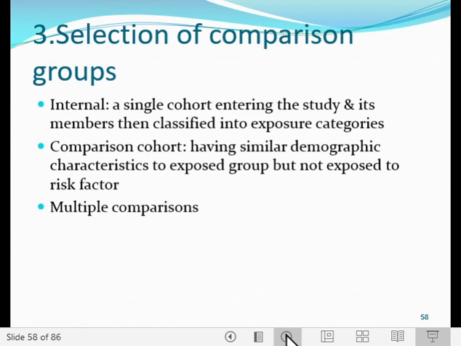They can be internal, that is, when you start the study there is a single cohort entering the study and its members then are classified into the exposure categories, or a comparison cohort having similar demographic characteristics to the exposed group but not exposed to the risk factor. And then multiple comparisons can be made between the two groups.